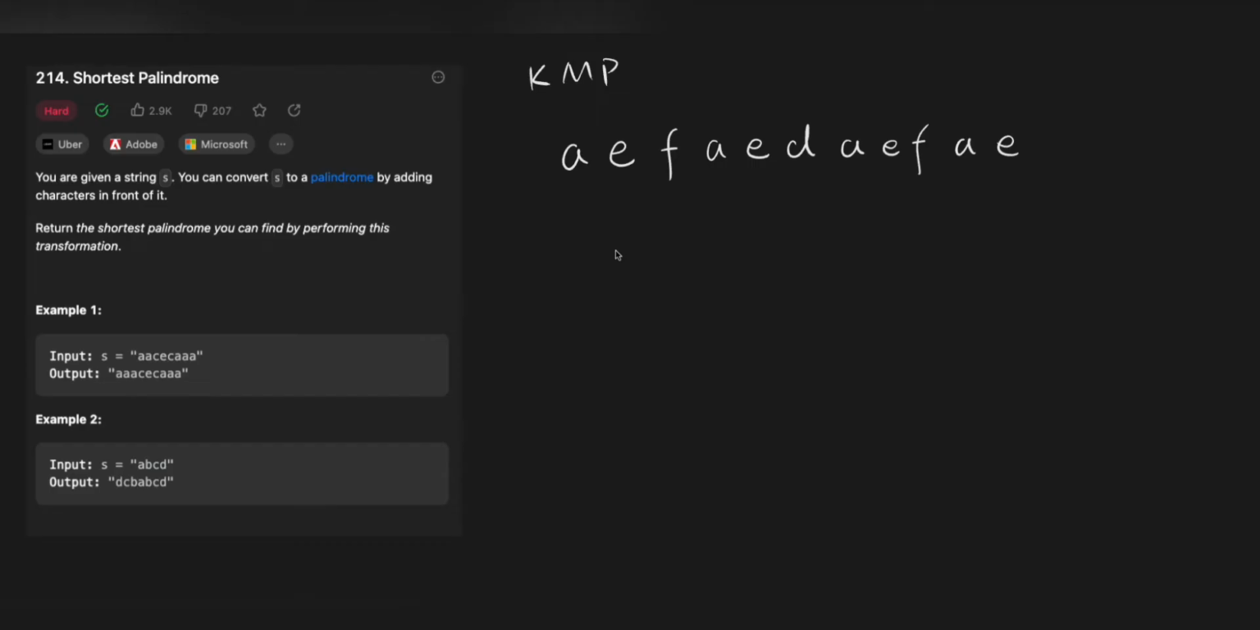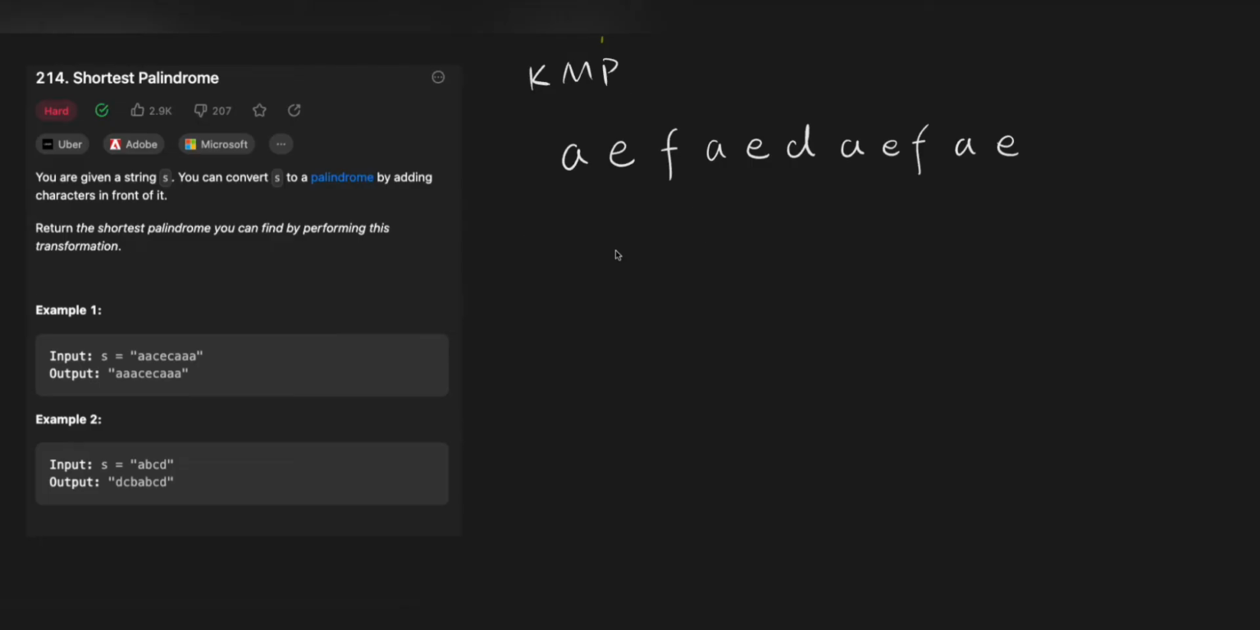What the KMP algorithm is, basically, we have, for example, this kind of string here, and we want to generate a pattern that can conclude which substring has been shown before. So what I mean is, the KMP algorithm can generate a pattern of both the prefix and the suffix. So let's see how this algorithm works.